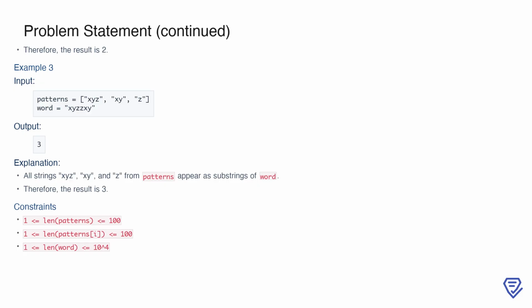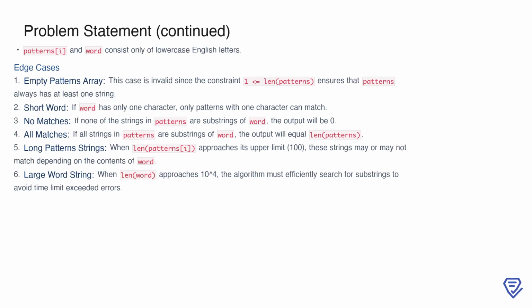The constraints for the problem ensure that the size of the input is manageable. For instance, patterns will always have at least one string, and both patterns and word will contain only lowercase English letters. We also need to consider special edge cases. For example, an empty patterns array is invalid since the constraints guarantee that patterns will always have at least one string. If word has only one character, only patterns with a single character can match.